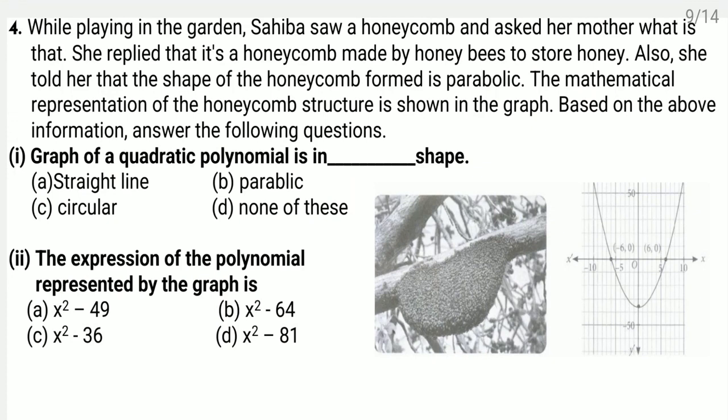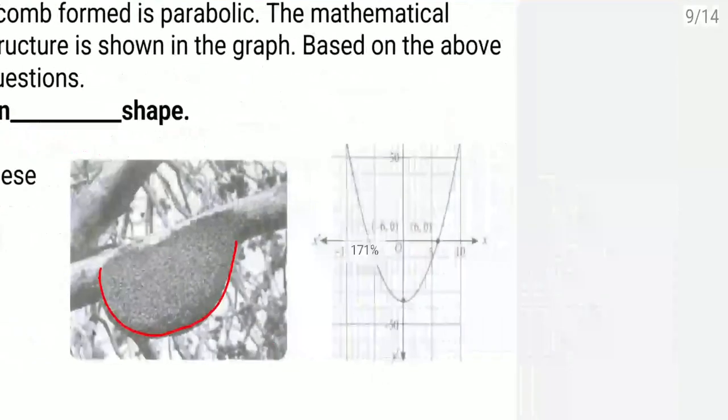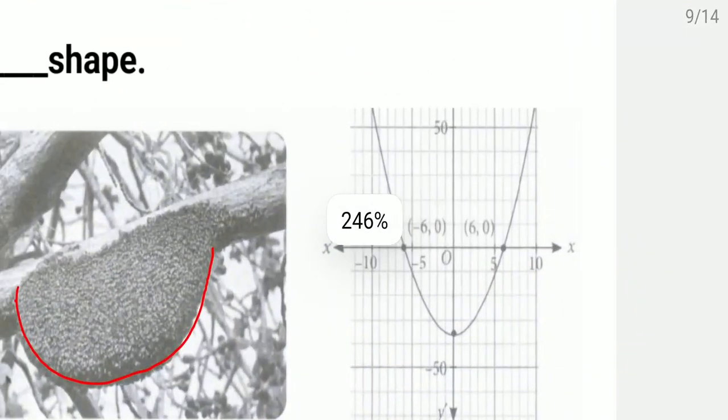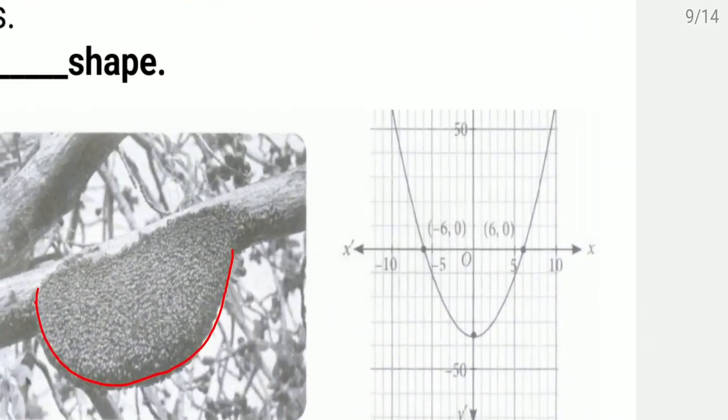First question, always same. Graph of a quadratic polynomial is in parabolic shape, right? This one, if you see. The expression of the polynomial represented by the graph is, if you observe here, graph you observe properly. I'll just show you this one. So the value of x here, this one, and this one. Here minus 6 and here plus 6. That means one root is minus 6, another root is 6. Or you can say 1 zero is 6 and another zero is minus 6.